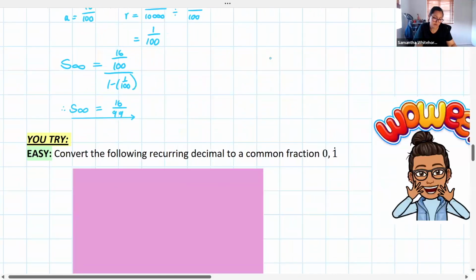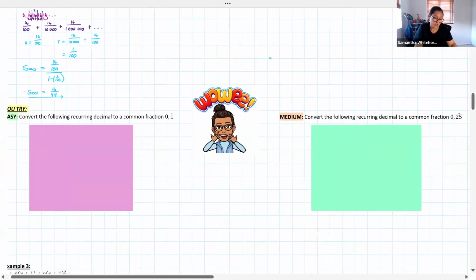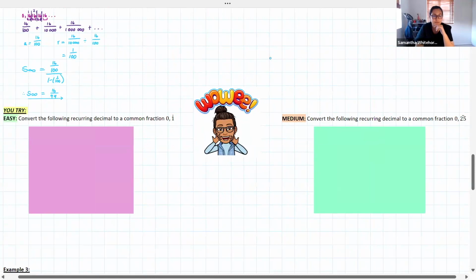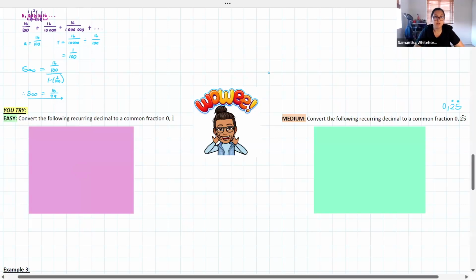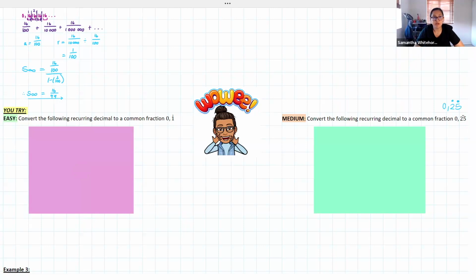Okay. So the slightly easier one is just 0,1 recurring. The medium one, 0,25 recurring. The 2,5 looks a little bit weird. I don't know why the dots are placed like that, but it's 0,25 with the repetition of the 2 and the 5. Right, I'm going to give you 5 minutes. That should be more than enough time. Give me a thumbs up when you're done, please. Remember, answers in the chat. You can help the others. Questions in the chat, or unmute yourself and ask me. But let's give these two a try.